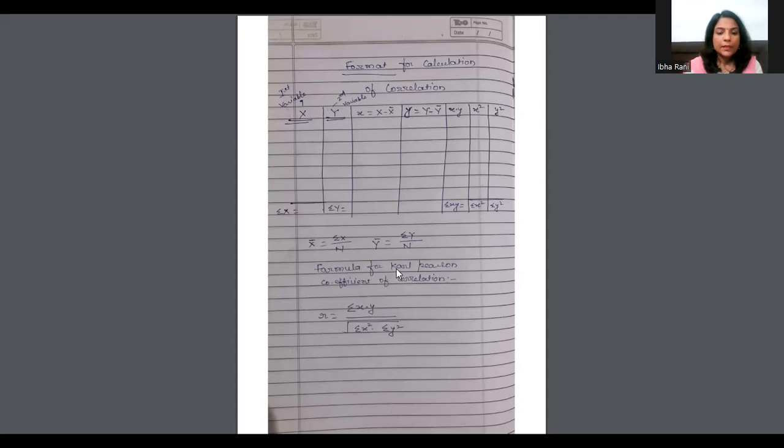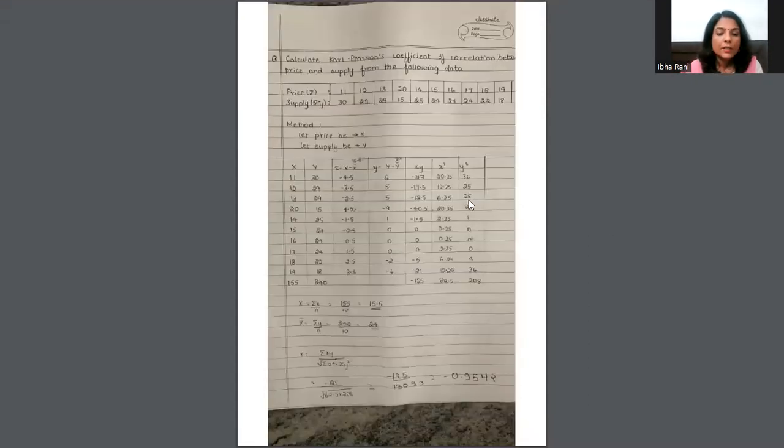Here, next, is the question. Calculate Karl Pearson's coefficient of correlation between price and supply from the following data. So the x variable is price, and y you can consider as supply in this question.